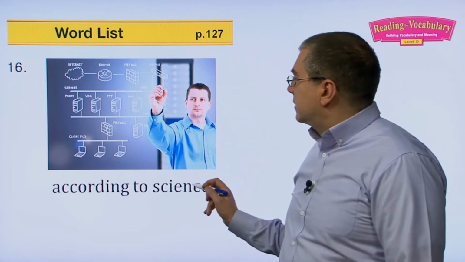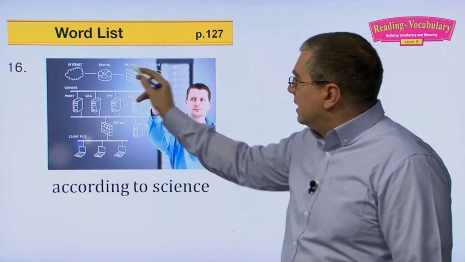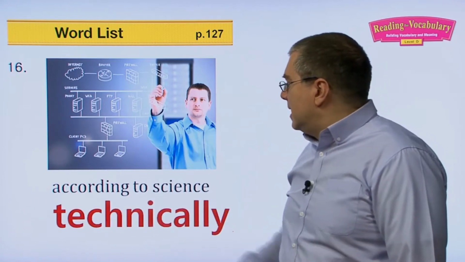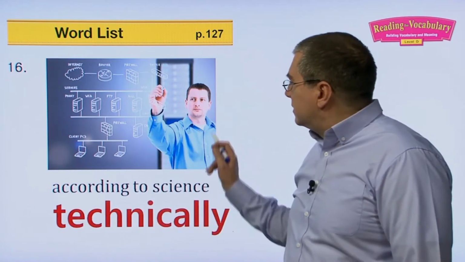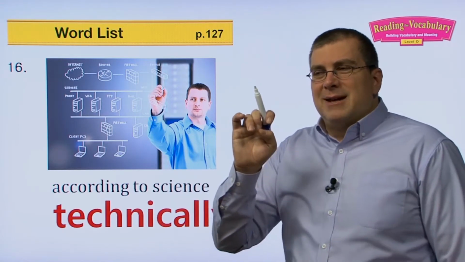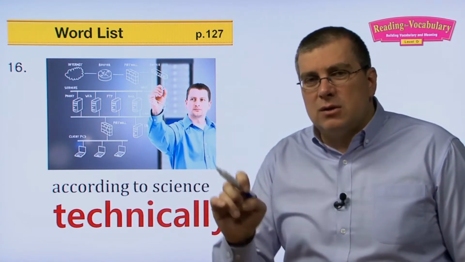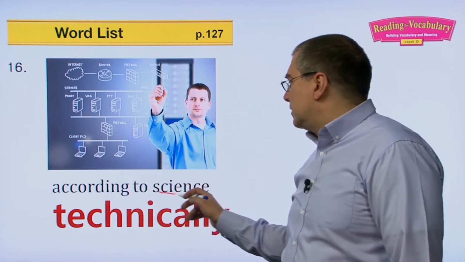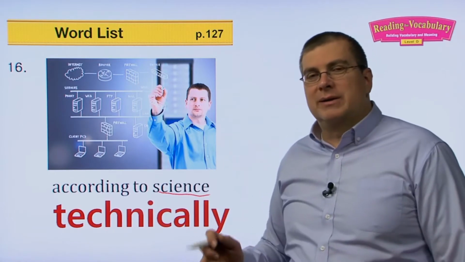According to science, this guy is very smart, right? He's doing some kind of engineering diagram. Okay, technically, if he's doing something and it's used very specifically, you could say it's according to a scientific method, according to science.